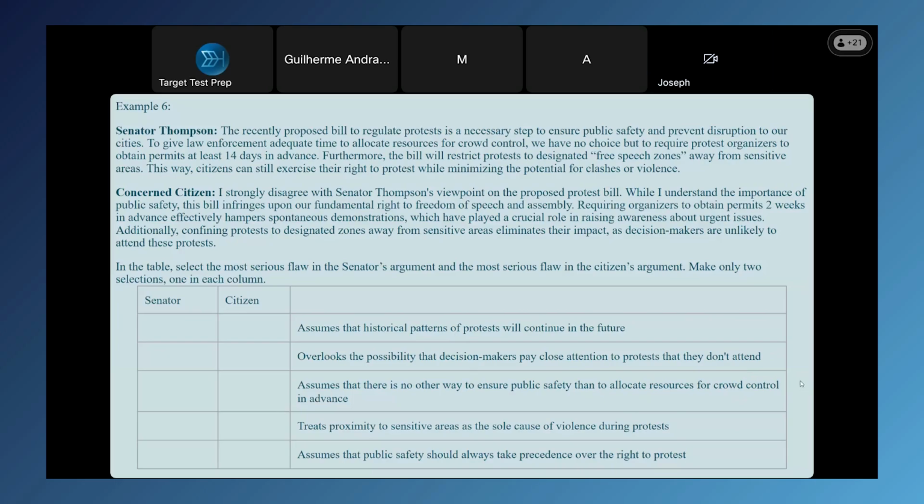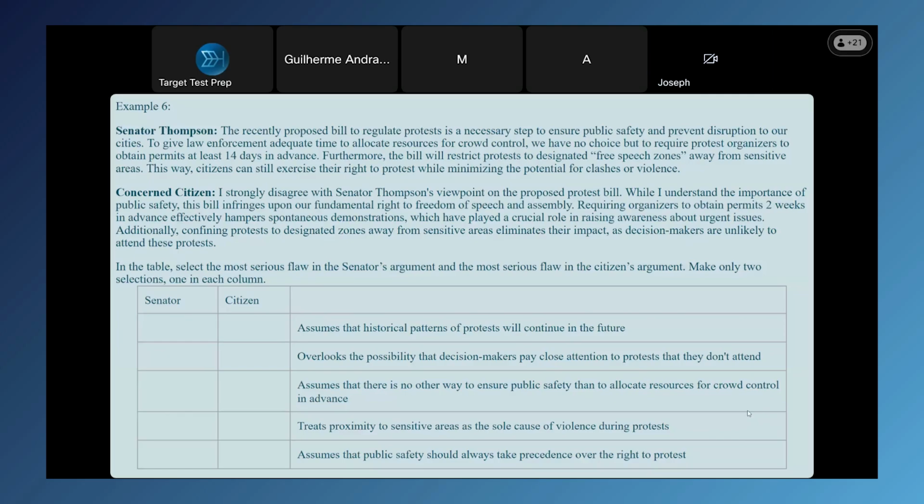He doesn't really do that. The free speech zones are away from sensitive areas, but the senator does not claim that the proximity to sensitive areas is the sole cause of violence during protests. That's a bit extreme. And E assumes that public safety should always take precedence over the right to protest. The senator very carefully does not assume that. The senator is saying, hey, people can still use their right to protest. We are not infringing on their right to protest. We're just adding some rules so that we can minimize the potential for clashes or violence.